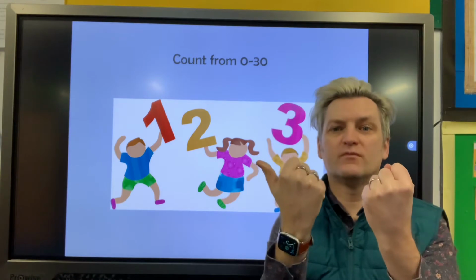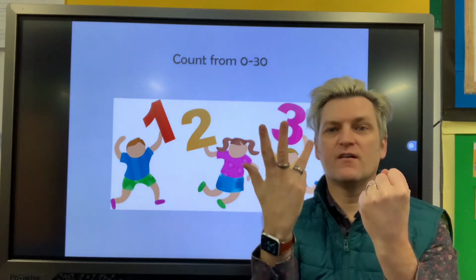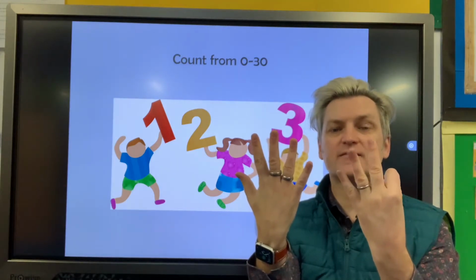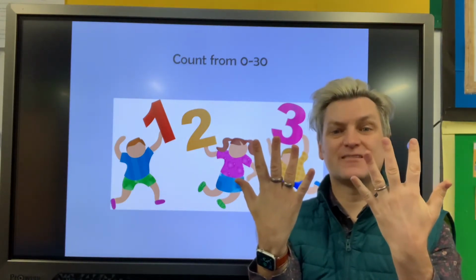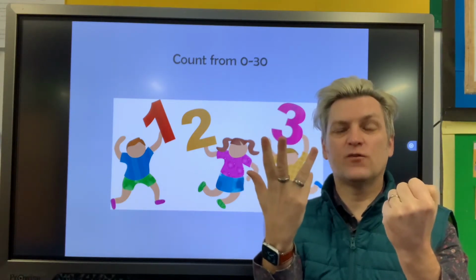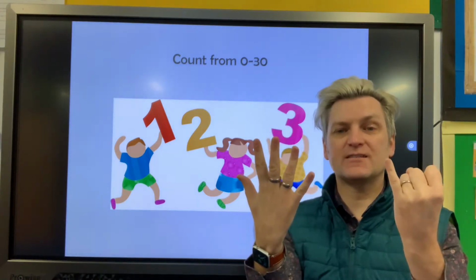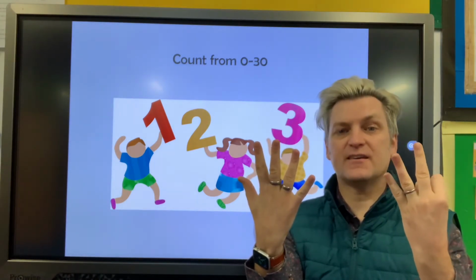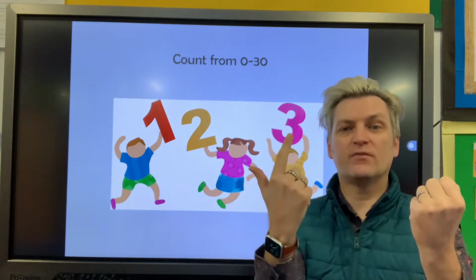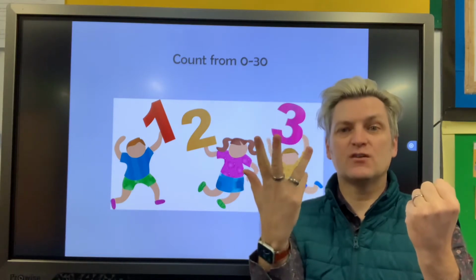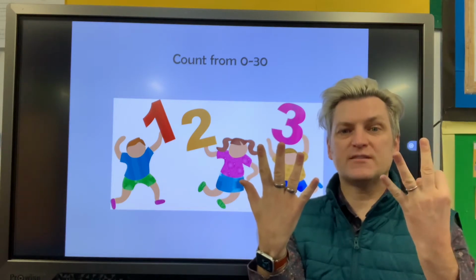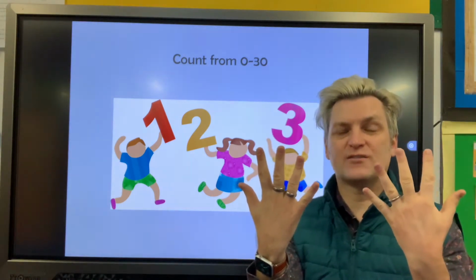0, 1, 2, 3, 4, 5, 6, 7, 8, 9, 10. Start again. 11, 12, 13, 14, 15, 16, 17, 18, 19, 20. Start again. 21, 22, 23, 24, 25, 26, 27, 28, 29, 30.